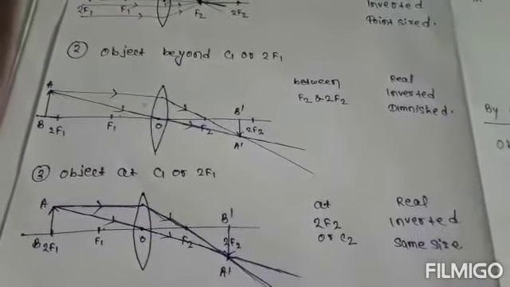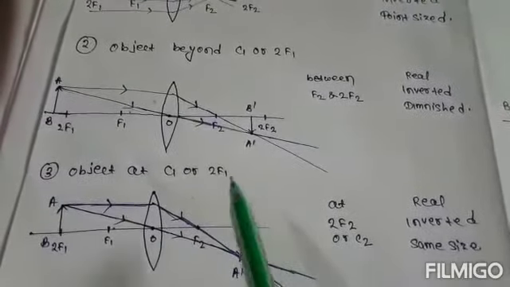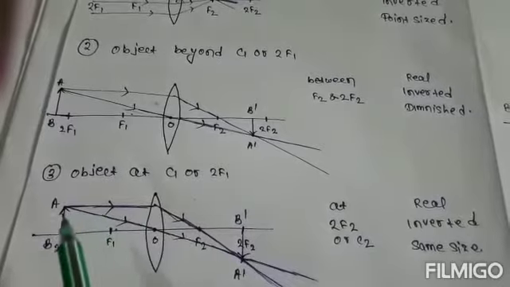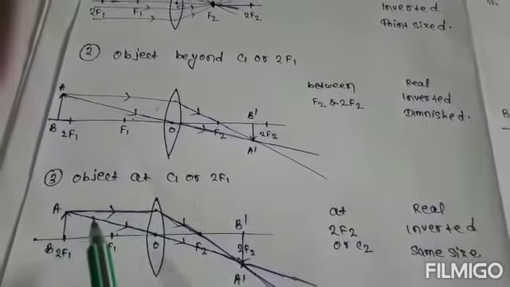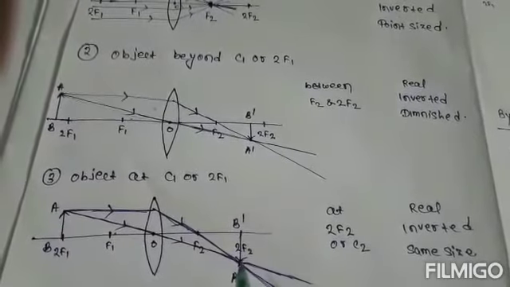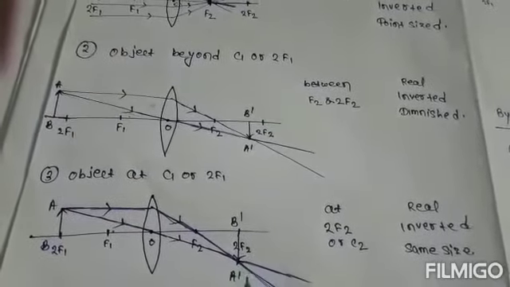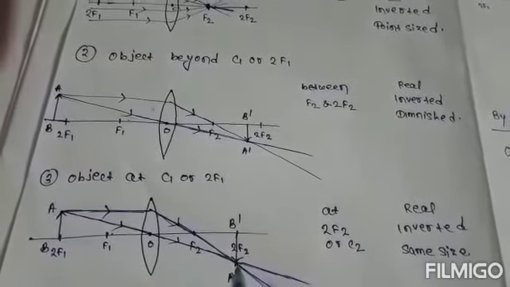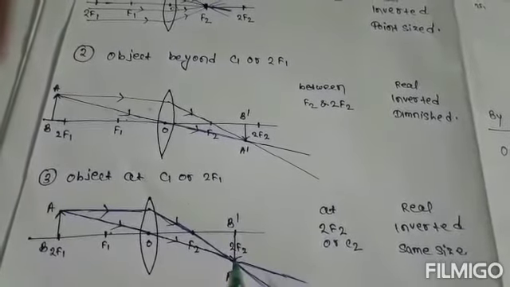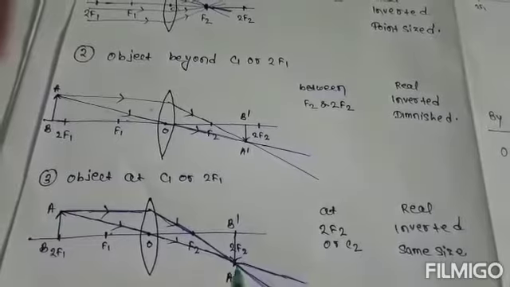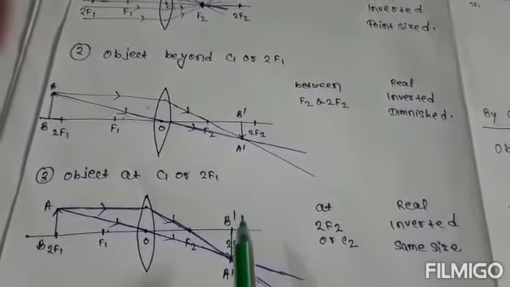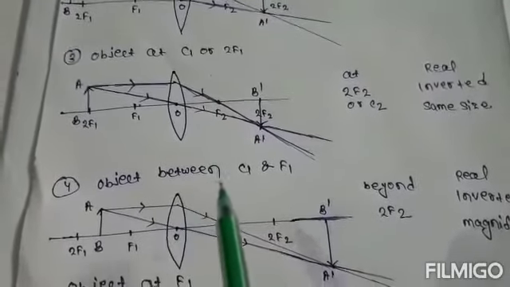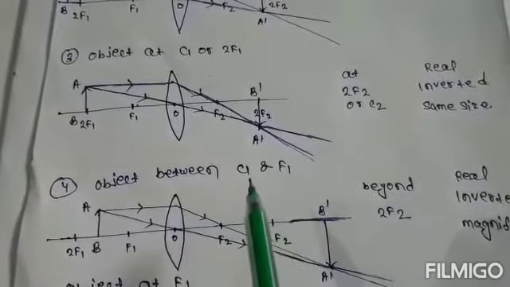Then consider the object is at C1, or center of curvature 1, or 2F1. When the object is at 2F1, we take two rays. One ray is parallel to the principal axis and another ray passes through the optical center. Then the two rays meet at 2F2 or C2, so the image is formed at center of curvature 2, and the image is real due to real meeting of refracted rays. When the image is real, it is always inverted, and the size of the image is equal to the size of the object.